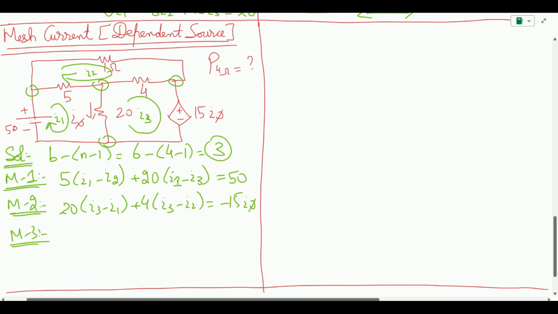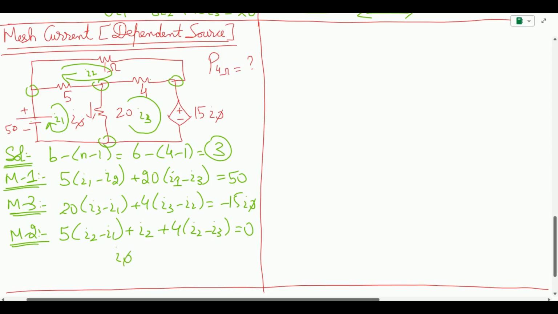Okay, let's keep it the same notation. This is for mesh 3, this is for mesh 2. It comes out to be 5(I2 minus I1) plus 1 I2 plus 4(I2 minus I3) equals 0. Now I have these three equations and I need to find this I5.